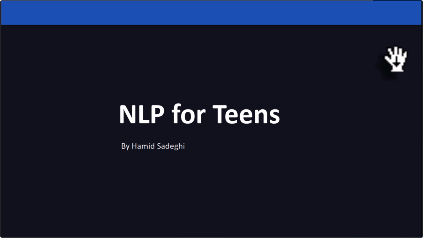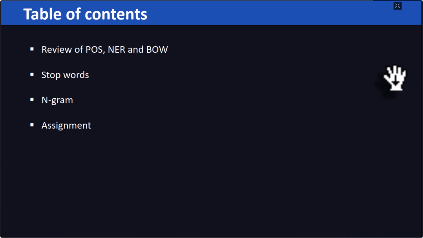This session is session 4 of Energy for Teens, and first of all I'm going to review the previous session. Last session we talked about POS or part of speech, NER, and also bag of words, BOW. Then I'm going to go for stopwords and also n-gram, and finally I'm going to have an assignment for you guys. Let's get it started.